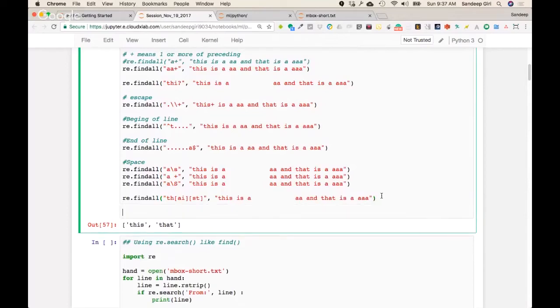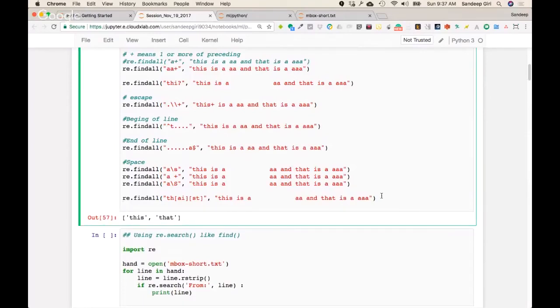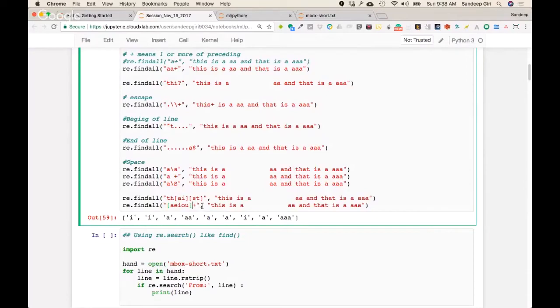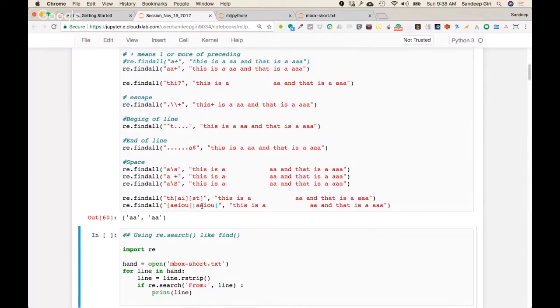Now, with this knowledge, whatever we have gained so far, let's try to find the vowels in a line. So how do we get the vowels? We get the vowels by saying A, E, I, O, U. See that? And let's say we want to find out places where there are at least two vowels consecutively, or more than two vowels.